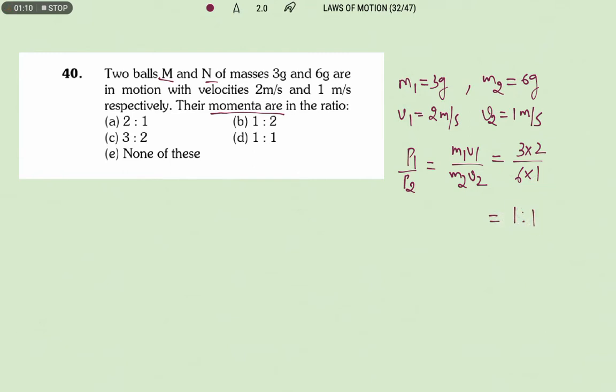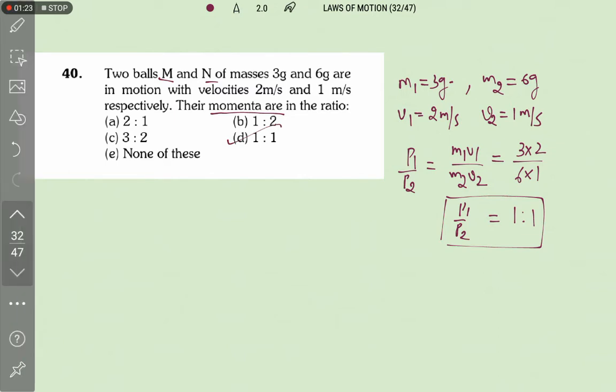Here no need to convert this gram into kilogram, because after cancellation gram gets cancelled since we are calculating the ratio. So the ratio between the two bodies of their momenta is 1:1.